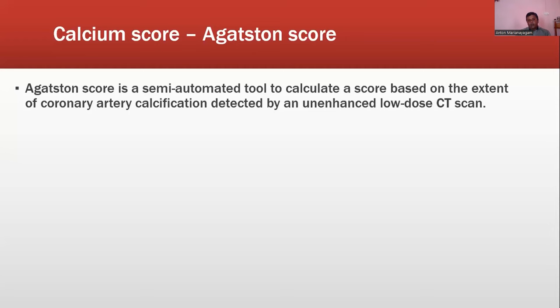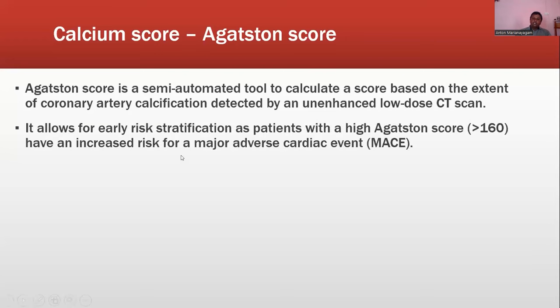So we use a very low dose CT protocol here. The radiation dose is very low. We don't use contrast in this calcium scoring CT scan. And it is a post-processing technique which scores the calcium. So it helps us for early risk stratification. And by treating those patients, the major adverse cardiac events can be prevented in those individuals.